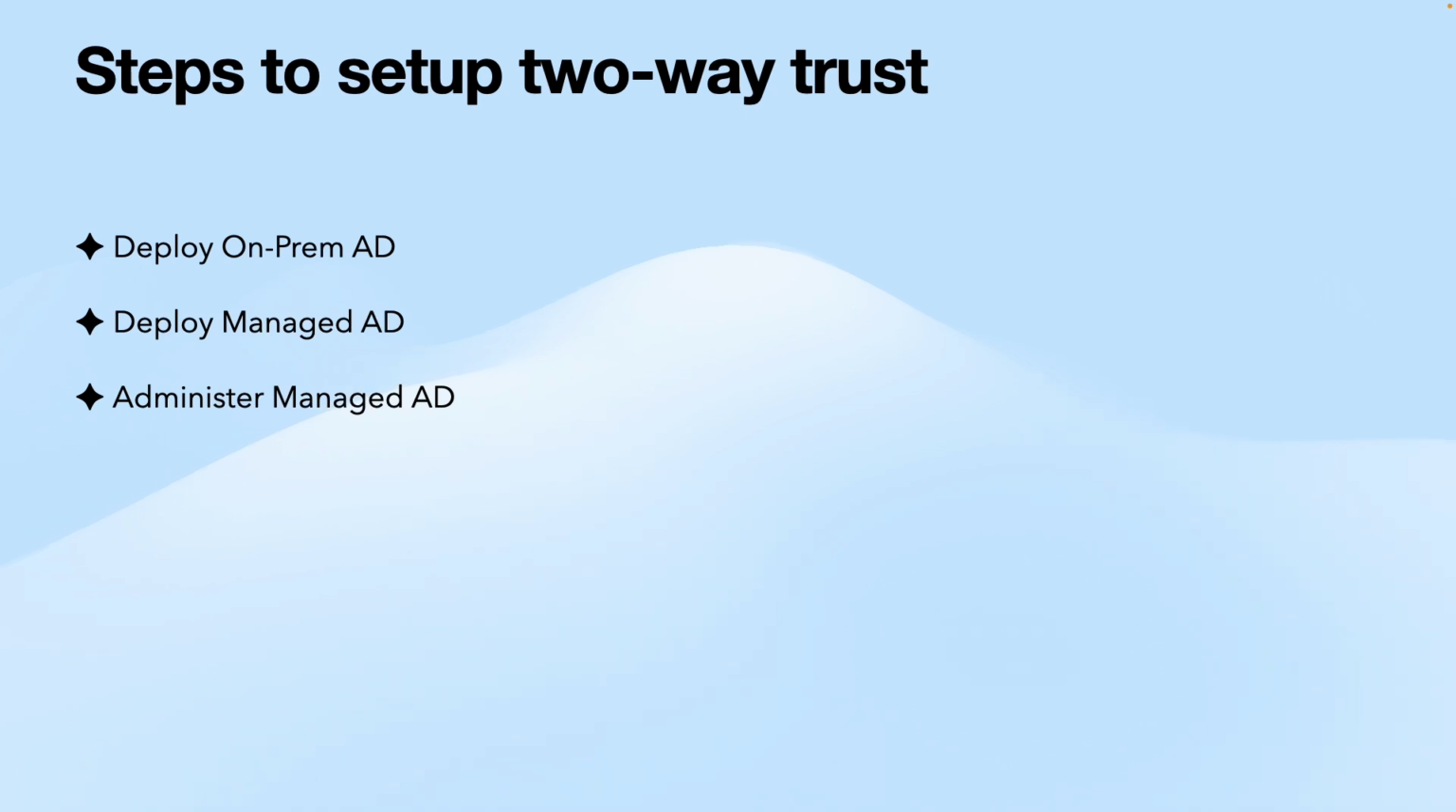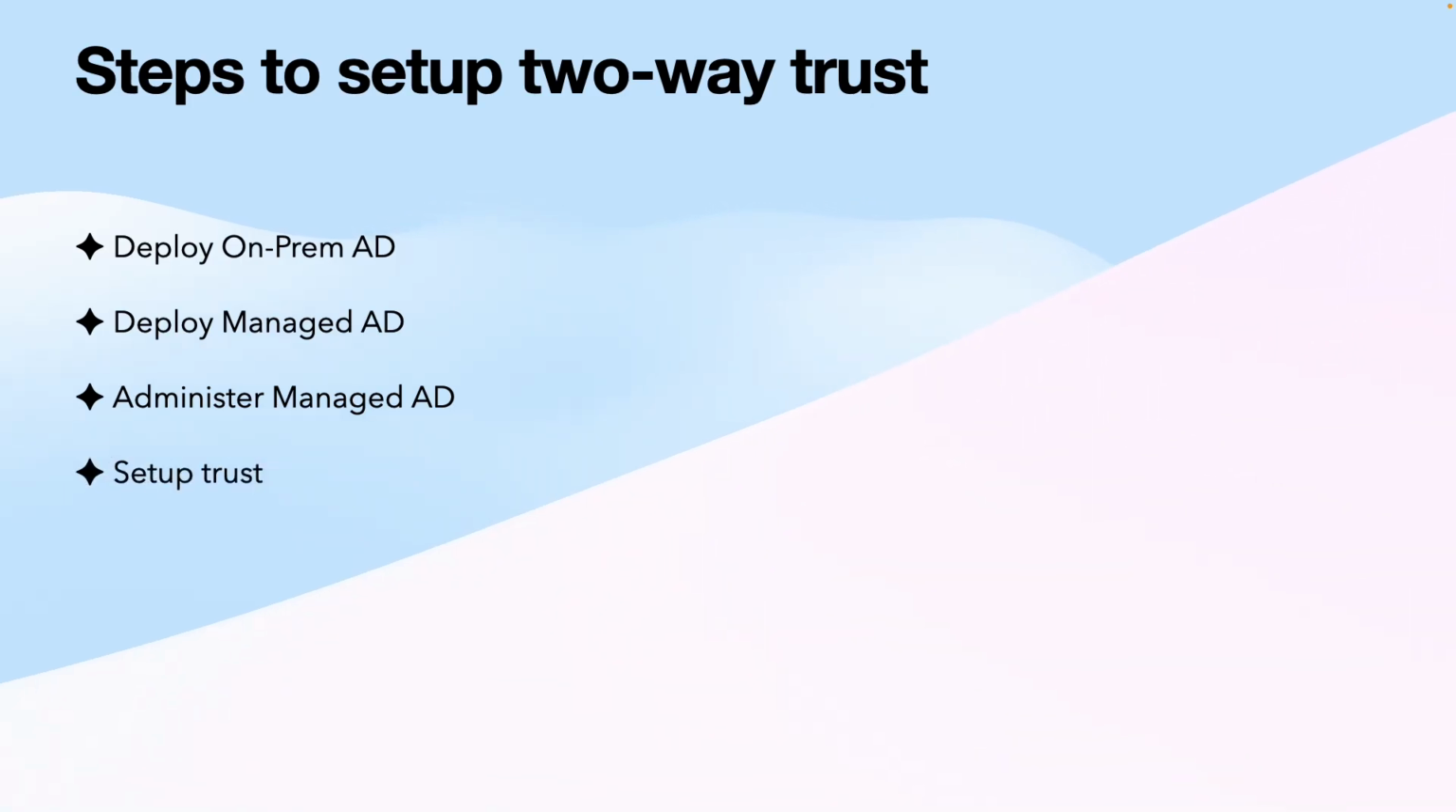Next, administer Microsoft AD. In this step, we will deploy a management server in your VPC and install the necessary Active Directory tools to manage the data within your AD running on AWS. Next, set up the trust. In this step, we will set up two-way forest trust between the simulated on-premises Active Directory and AWS managed Active Directory.